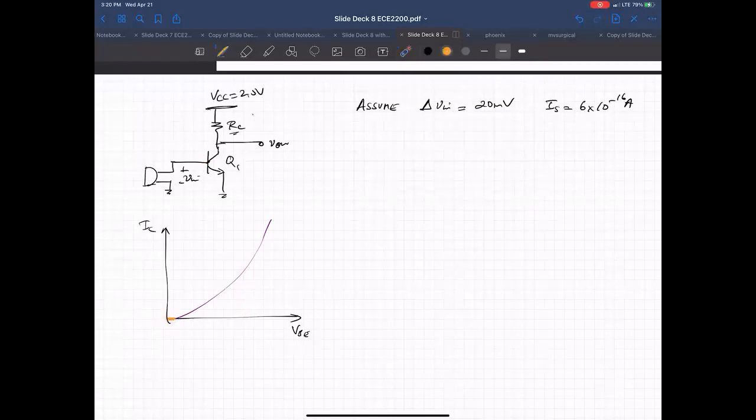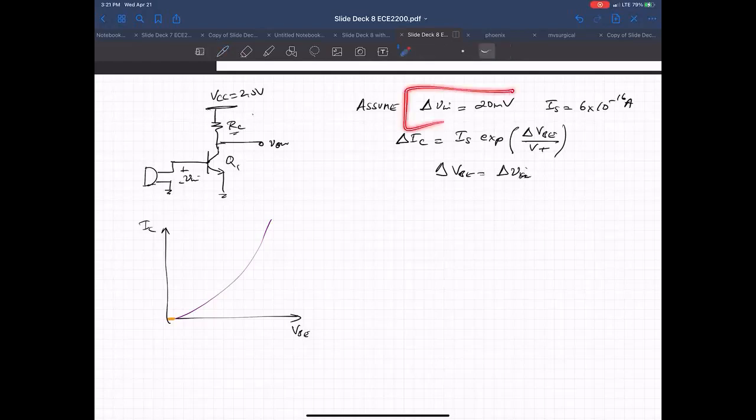Okay, so if you want to look at the change in current in the collector, the equation is I sub s times the exponential of the change in the base emitter voltage over V sub t. The change in the base emitter voltage is this change in V input, because there's no biasing, so it's just this input. There's no additional DC circuit, which is around 20 millivolts. So if I plug that in here, I'll end up with delta I sub C being 1.29 times 10 to the minus 15 amps.